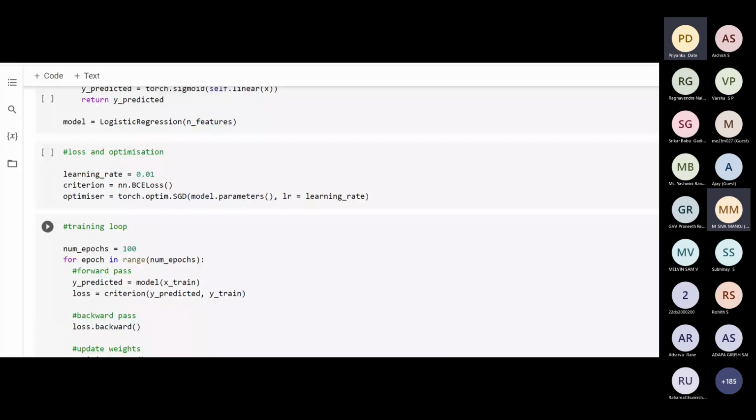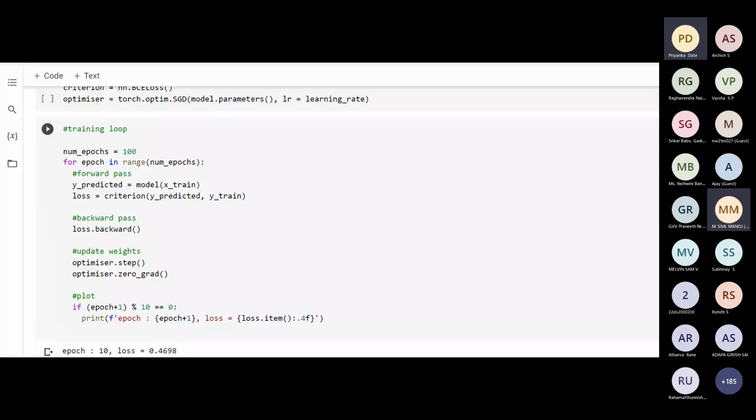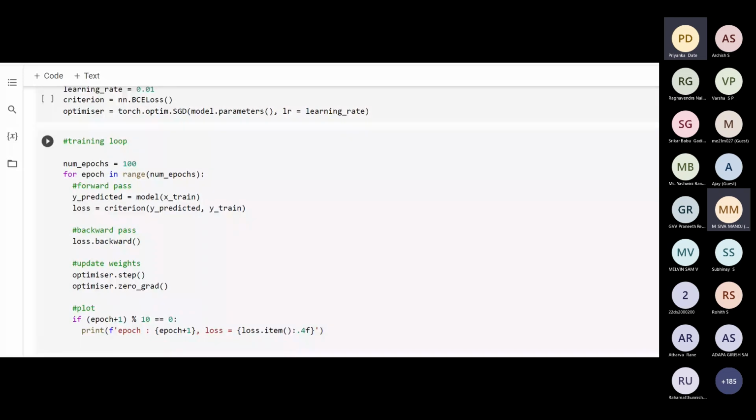And now the training loop, where we train the model. First, I've selected my number of epochs to be 100, which is again a hyperparameter. You can take any number according to your model. And then the forward pass is where we pass the training data set through the linear model and then through the model which includes the linear regression and also the sigmoid function, and then we calculate the loss for the output that this model gives us.